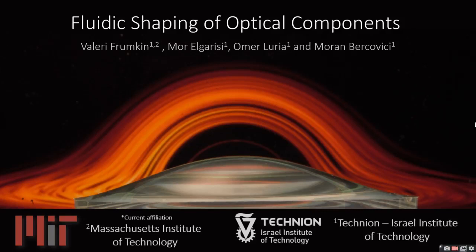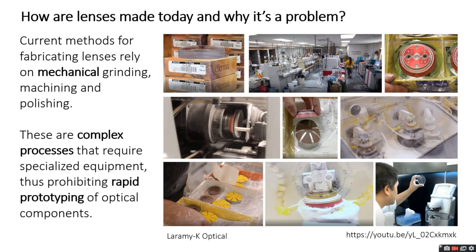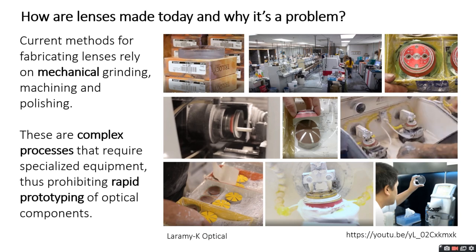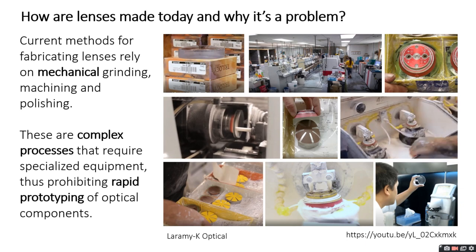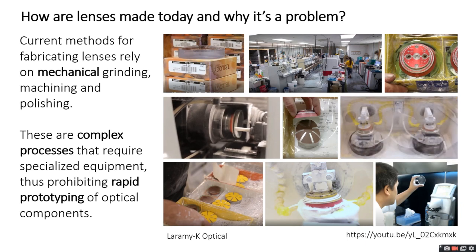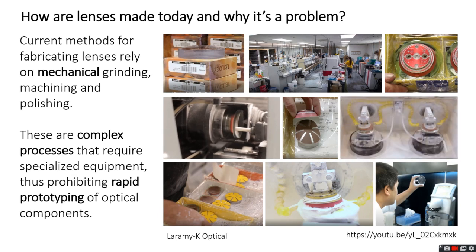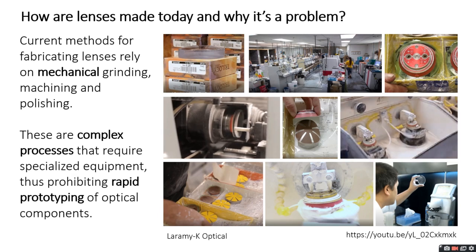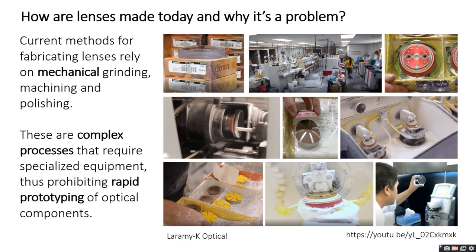Hello, my name is Valeri Frumkin, and in this talk I'll be telling you about a new approach to fabricating optical components, which we call fluidic shaping. Currently, lenses and other optical components are fabricated by mechanical processes such as grinding, machining, and finally polishing, which is the most complicated part. These are complex processes that suffer from many drawbacks, but first and foremost, they require expensive and specialized equipment. Therefore, they are not well suited for rapid prototyping of optics.